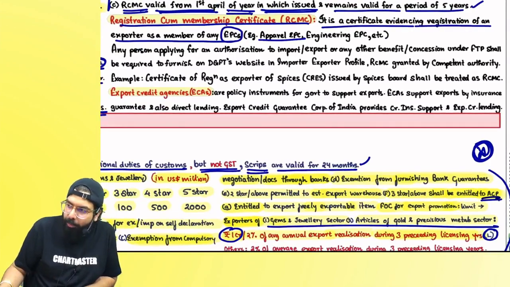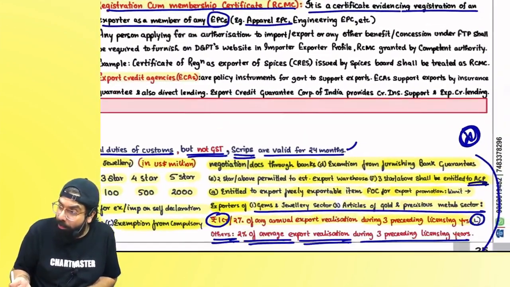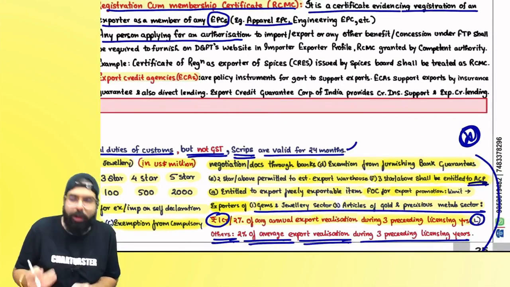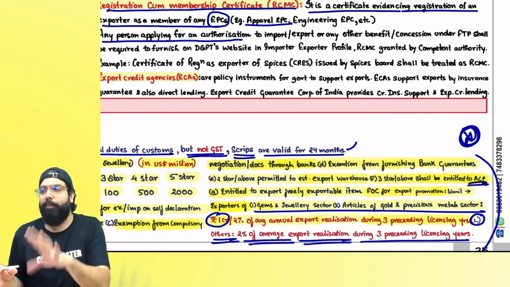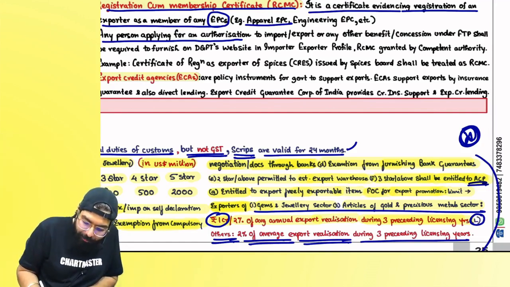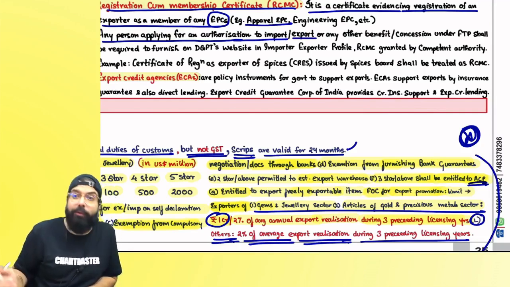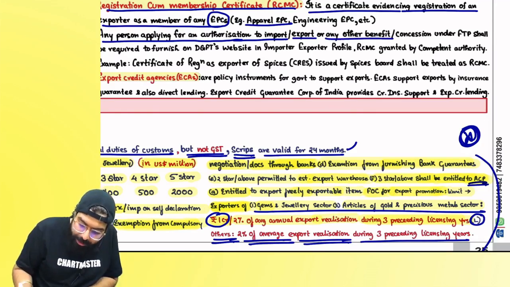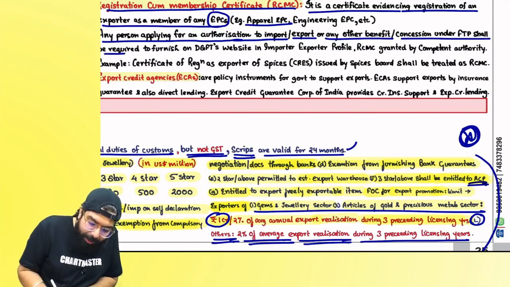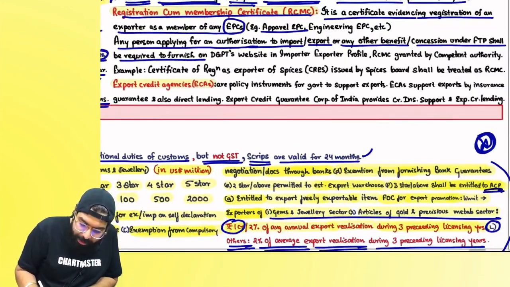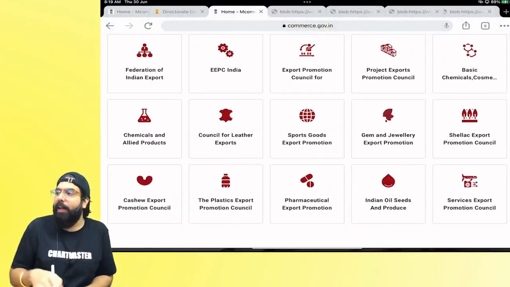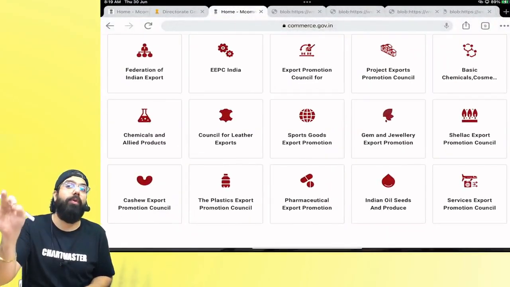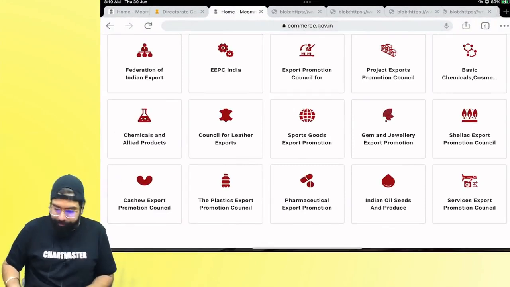Like the apparel Export Promotion Council, the cashew Export Promotion Council is there. If I'm a cashew manufacturer and I want export incentives, I have to register myself with the Export Promotion Council. Any person applying for authorization to import or export, or any other benefit or concession under the FTP, shall be required to furnish to the DGFT website, in the import-export profile, the RCMC certificate granted by the competent authority. Basically, you have to go to these bodies and take your RCMC certificate if you want authorization, incentives, etc.